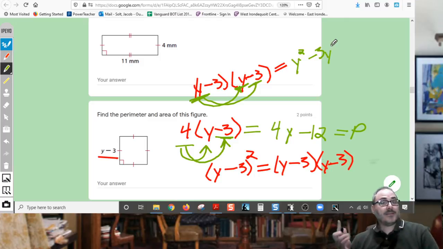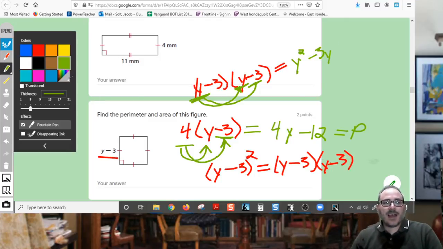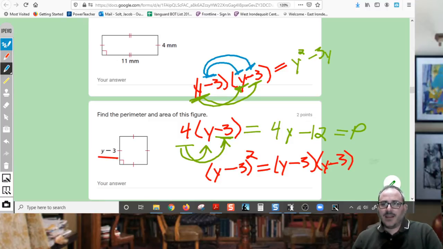Am I done? No, I'm not done. Because now I got to multiply the other things together. I got to multiply this negative 3 by y, and then the negative 3 again by negative 3. So first is negative 3 times y. I got another negative 3y. And then negative 3 times negative 3. Well, that's going to be positive 9. A negative times a negative is a positive. 3 times 3 is 9.